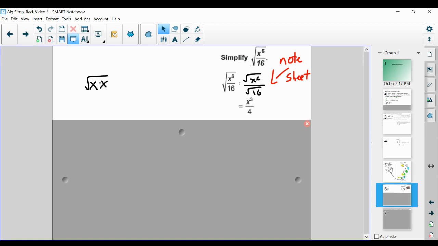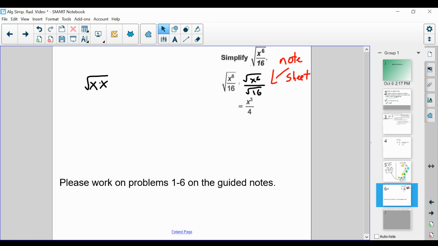X to the sixth, the square root of that, I'm able to get 3 pairings of x's to pull out. And x times x times x is x to the third, not 3x. It's x to the third. Square root of 16 is then 4. So please make sure you adjust your note sheet accordingly because there was a typo. With that in mind, please work on problems 1 through 6 on the guided notes and resume when you're ready to move on.